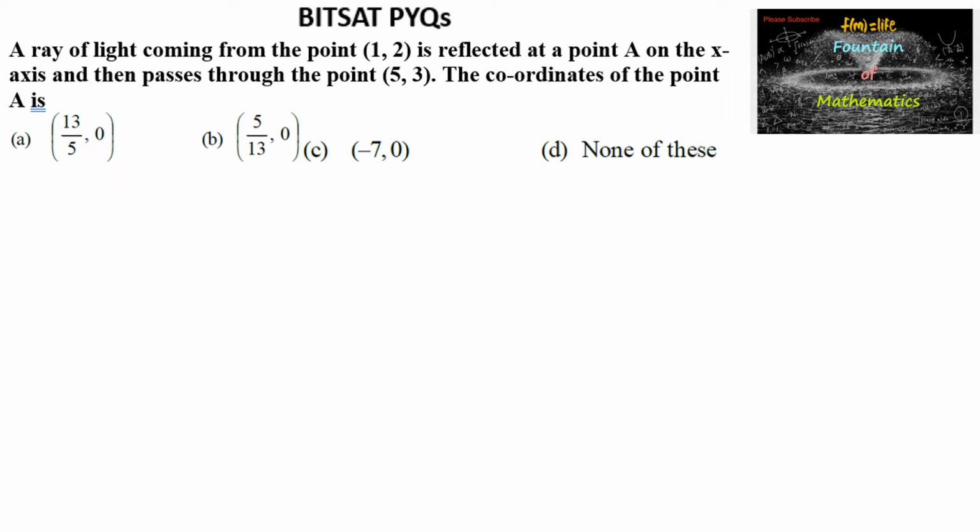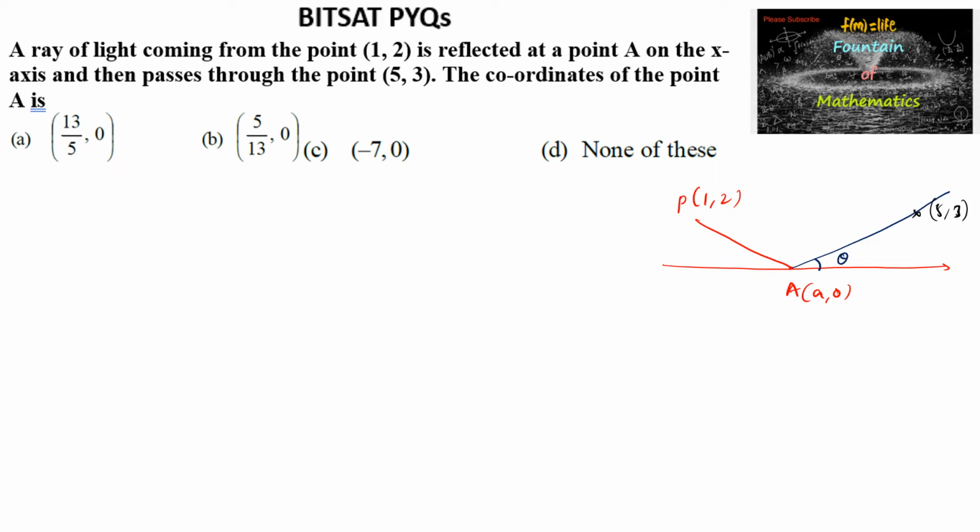Given that a ray of light from the point P (1, 2) is reflected on the x-axis at point A, let us take A as (a, 0). The reflected ray is passing through the point (5, 3). Here is the point (5, 3). And we know that the angle of incidence is equal to the angle of reflection. So we may consider the angle here.